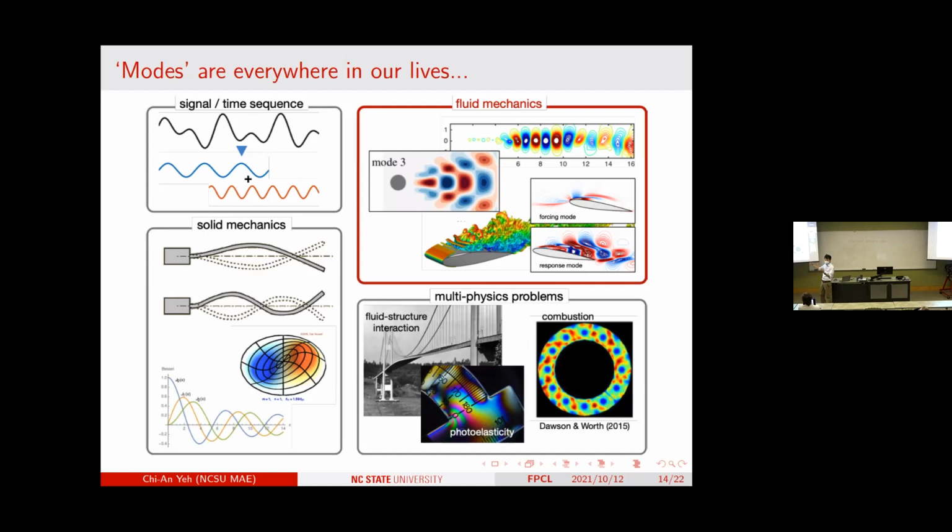In fluid mechanics, you can also find modes, and for all other multi-physics. Actually, this fluid structure interaction is a phenomenal one, right? I believe this is the bridge in Tacoma near the Seattle area. Eventually you have two instabilities, the fluid and the structure, starting to interact with each other. They resonate and cause this thing to just collapse, right? That's not cool.